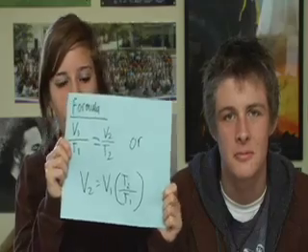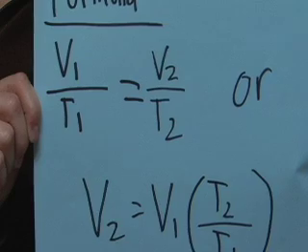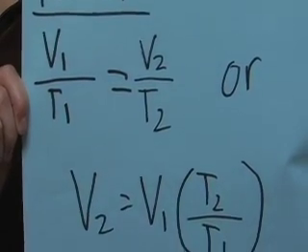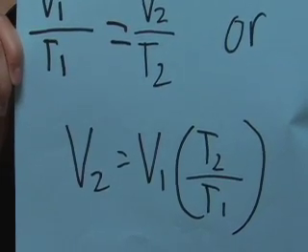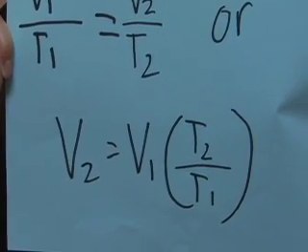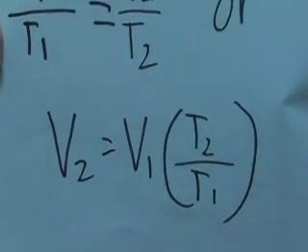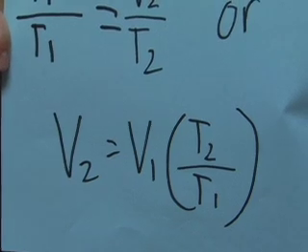The formula for Charles' law is initial volume divided by initial temperature is equal to final volume divided by final temperature. Or, for our example, the final volume equals the initial volume times the final temperature divided by the initial temperature.